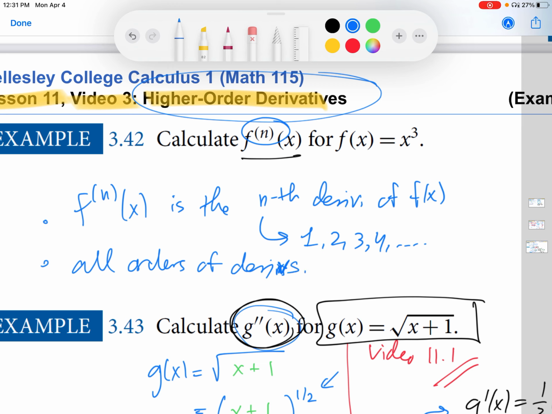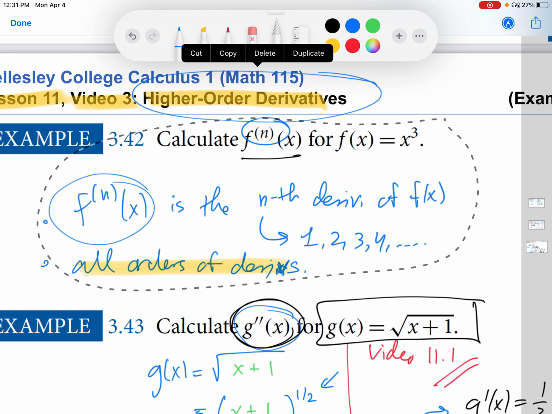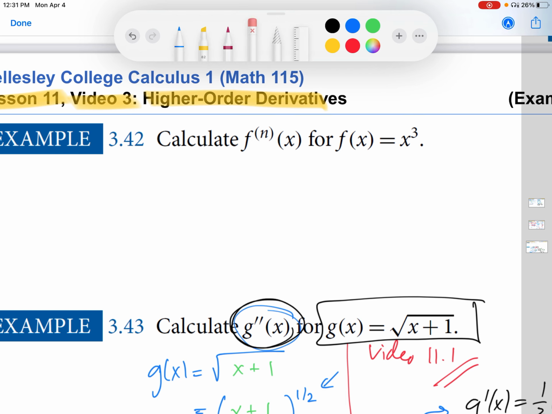Okay. So when you see a problem asking for f^(n) of x, it's asking you to calculate all of the orders of derivatives of the function. That may seem like a lot of work, and indeed for most functions it really is. But for some functions it stops being a lot of work, and we kind of talked about that. That's why I led with f of x equals x squared at the beginning of the video. So let's see what happens for f of x equals x cubed.